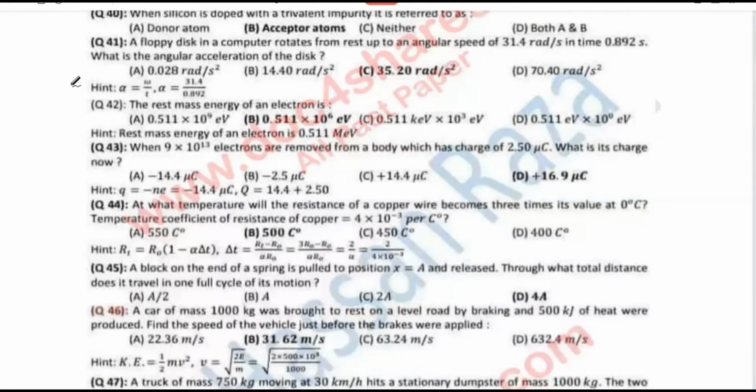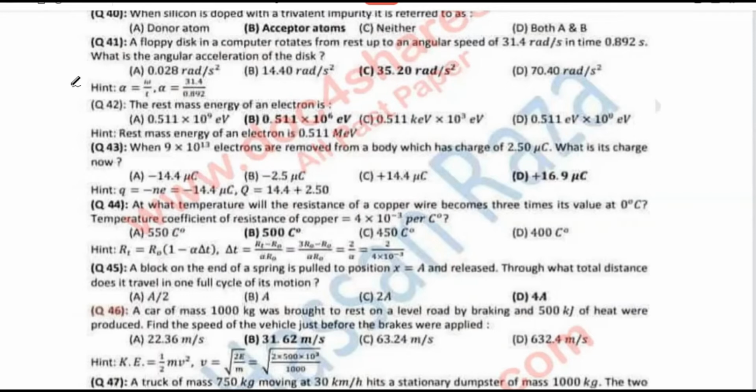And the next one is 45. A block on the end of a spring is pulled to position x = A and released. Through what total distance does it travel in one full cycle of its motion? So the answer is 4A.